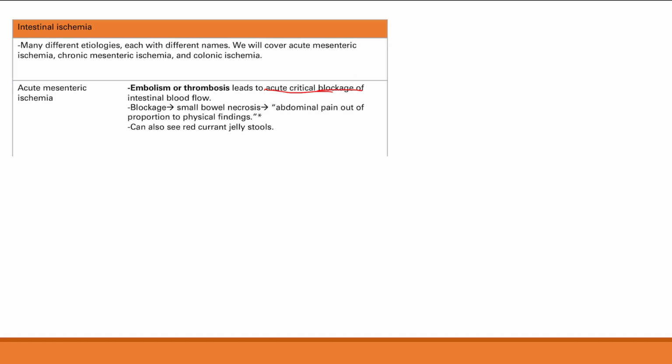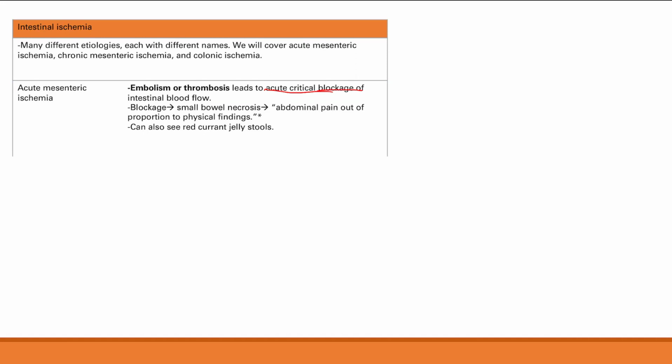Okay, the other thing you could see is a red currant jelly stool. So the red is from the blood, because you have necrosis, and then there's going to be bleeding as your cells die and your blood vessels also die and blood comes out. And then the currant jelly comes from the mucus that's in your intestines.